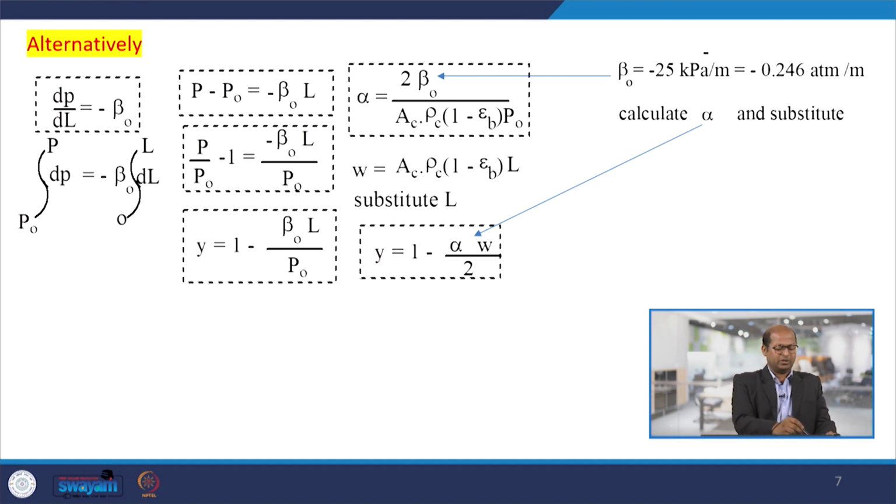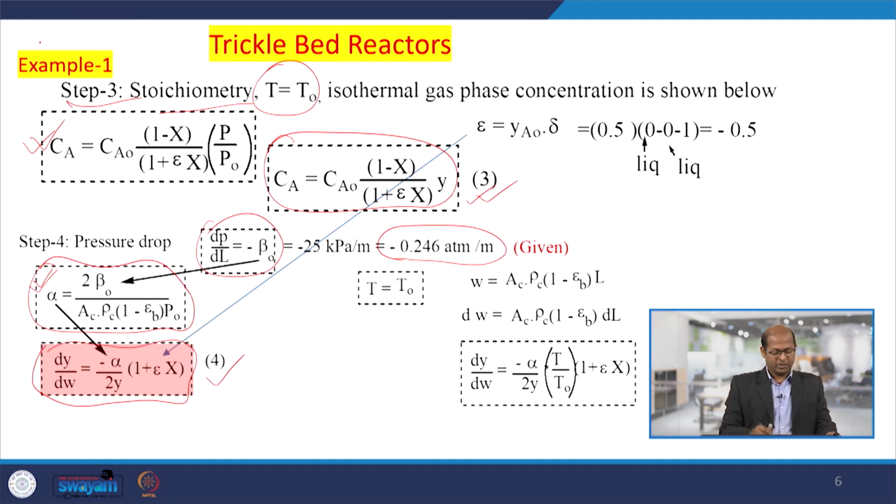Alternatively, dP/dL equals minus beta 0, which is given. Using these correlations, dy/dW with changing catalyst weight, if you know this alpha value, by using beta in these correlations we can get the alpha value and put it here.